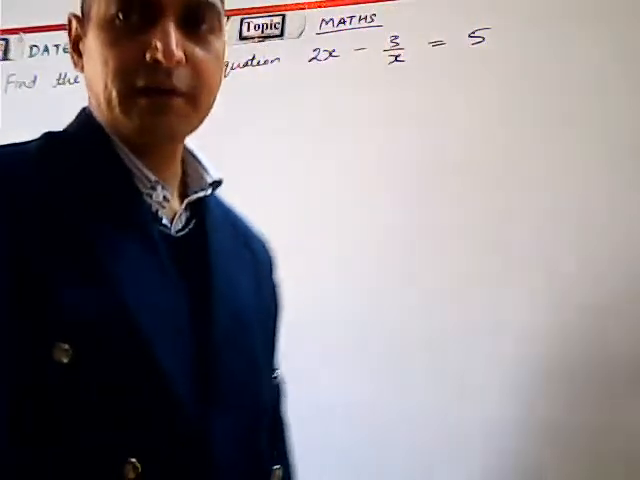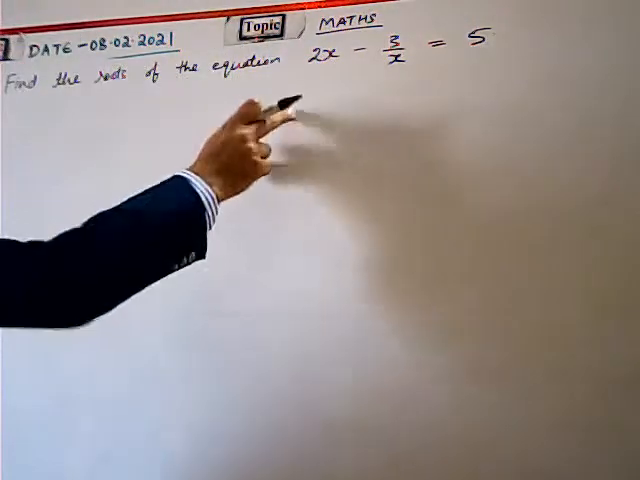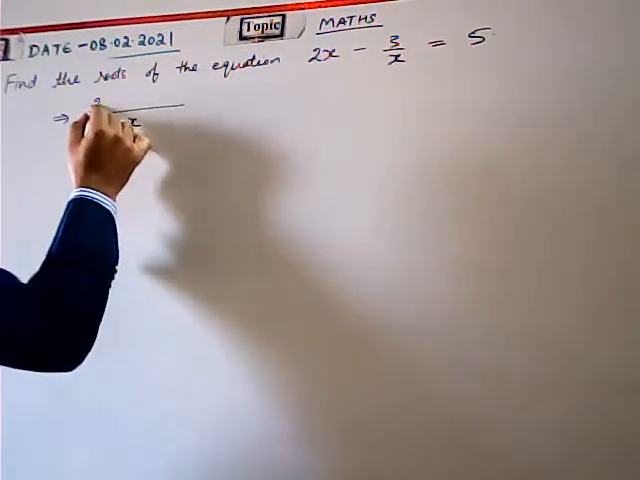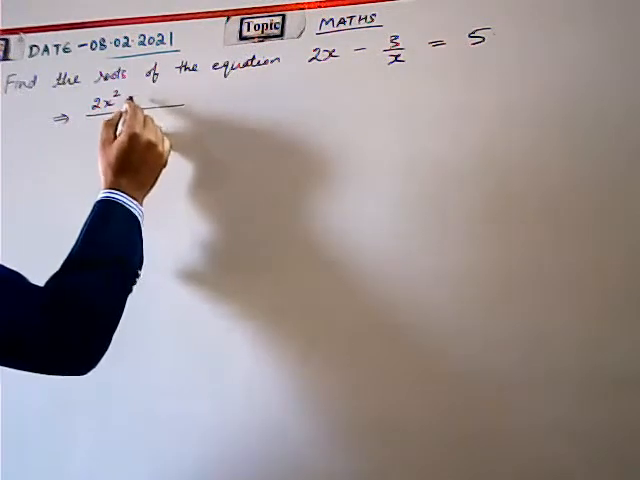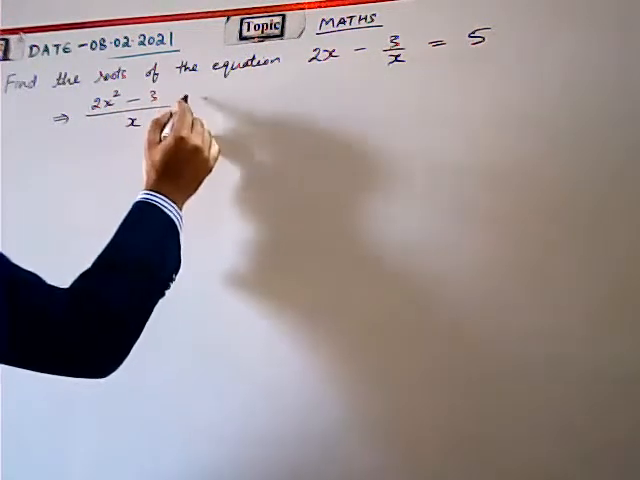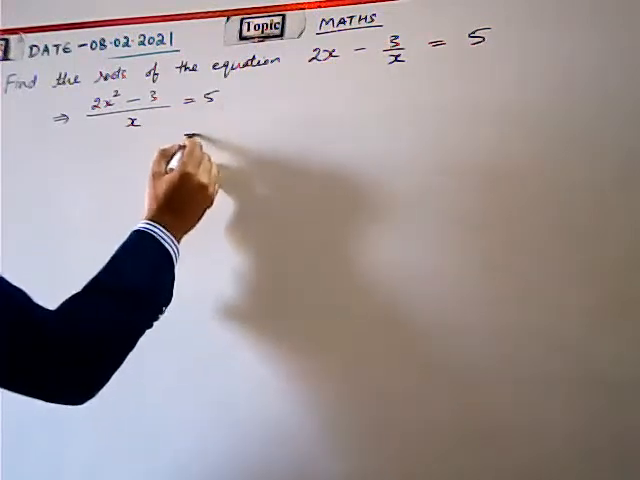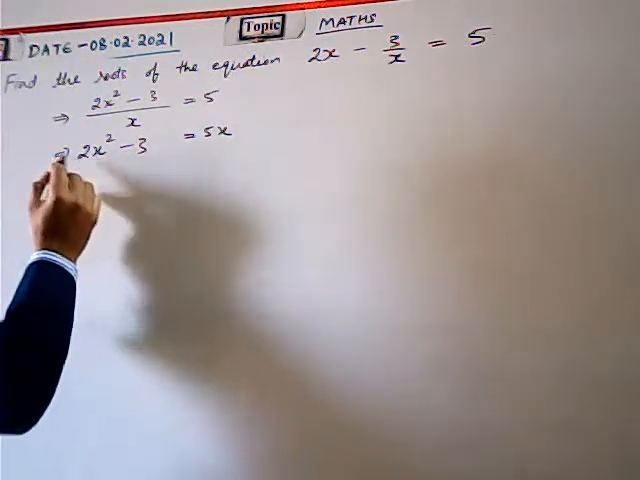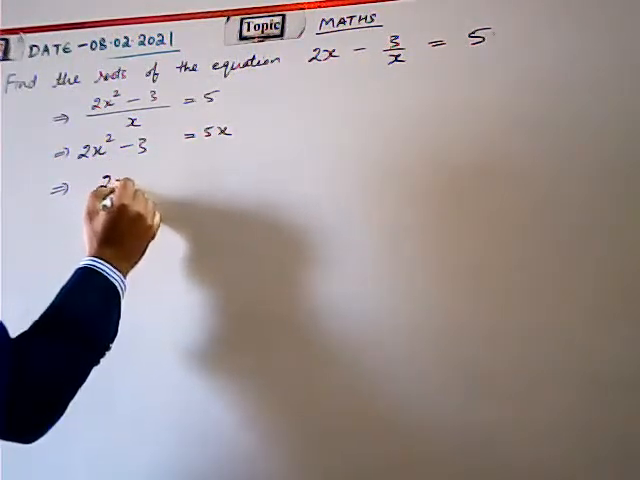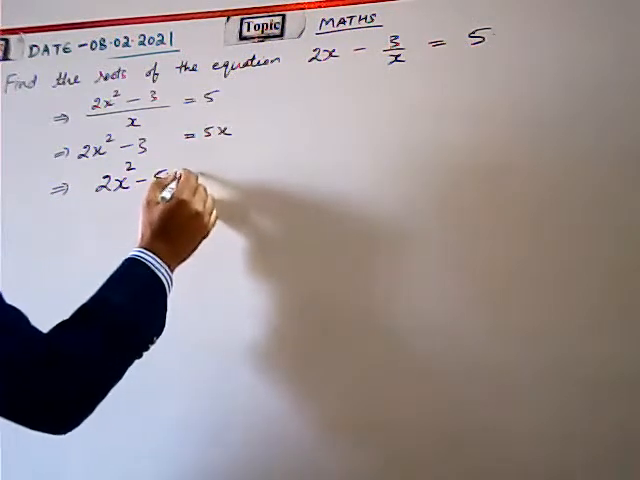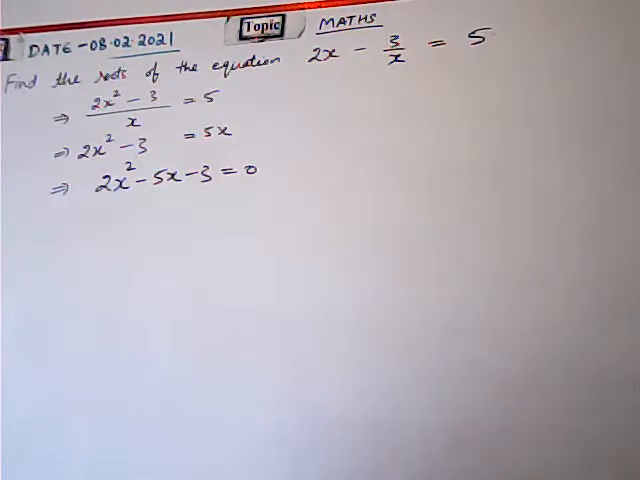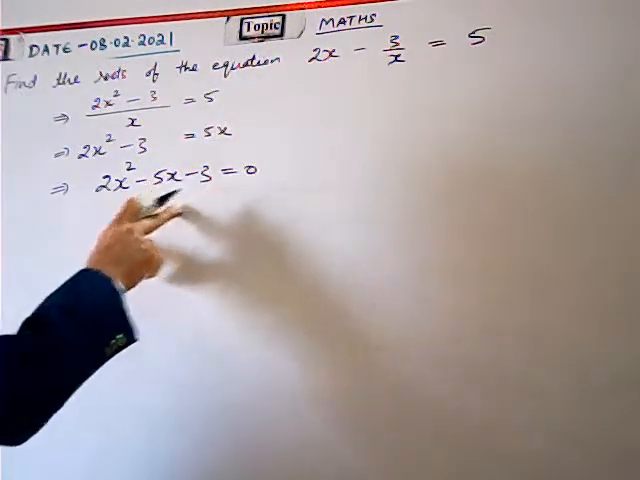So here we can write first LCM is x. So we have 2x square minus 3 into 5, cross multiply, it becomes 5x. Here is 2x square minus 3, and we can write here 2x square minus 5x minus 3 is equal to 0. Right? So here to find the roots, we can apply the quadratic formula also and splitting middle term also.